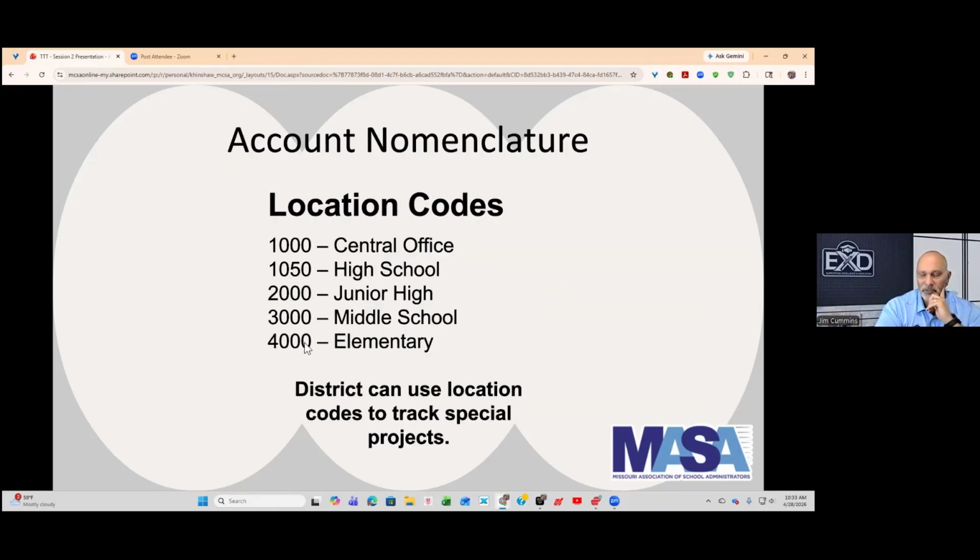Location codes are important. If you have multiple elementary schools, there'll be 4,000, 20, 40, 60. And what you can do is go back to your Core Data screen 8 and look at your district data, and your building code in DESE will match, or should match, your accounting code in your software. So if 4220 is Smith Elementary, then in our accounting structure, anything with 4220 should relate to Smith Elementary.